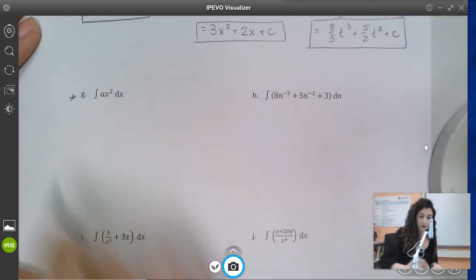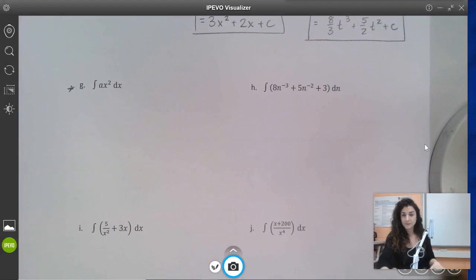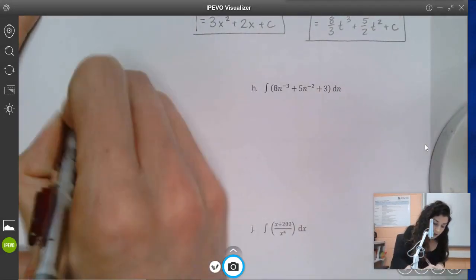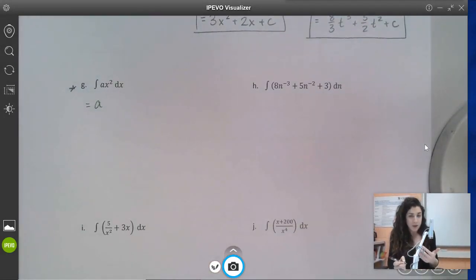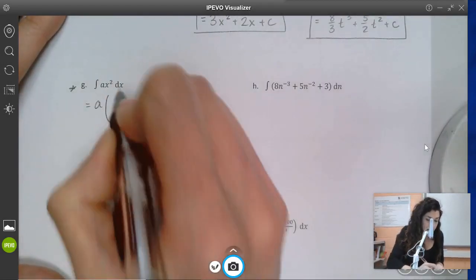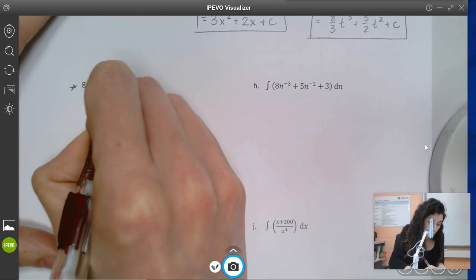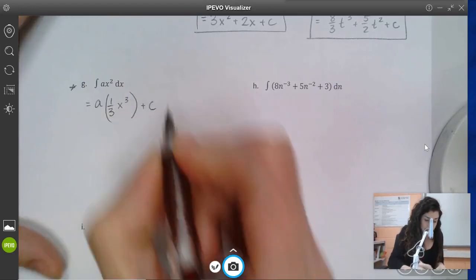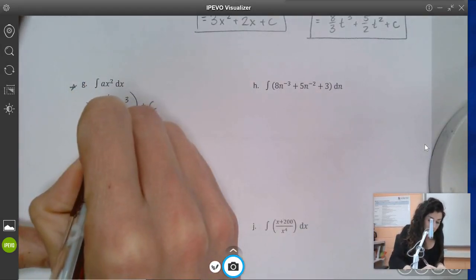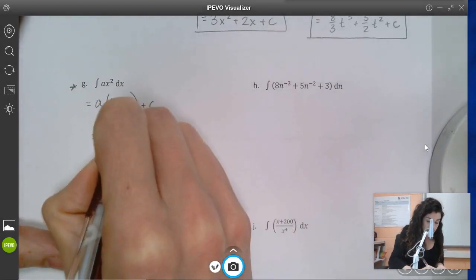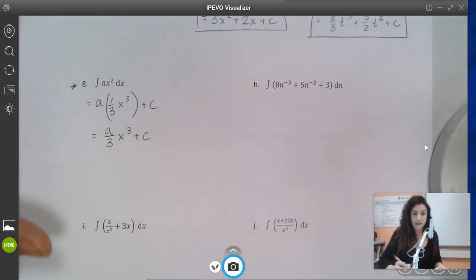Try G on your own. A is going to be in front like we did with all of our other constants, kind of this idea of a placeholder, right? X is going to become cubed, 1 over 3, and then plus c at the end. So you can say this as a over 3 x cubed plus c.